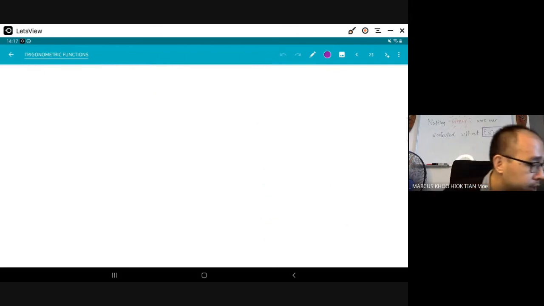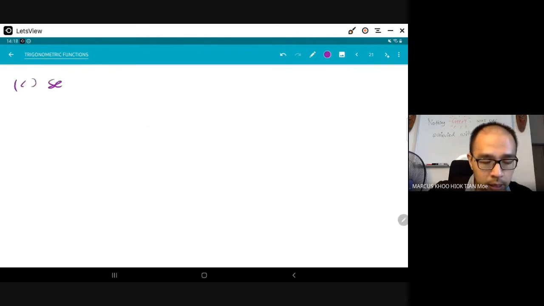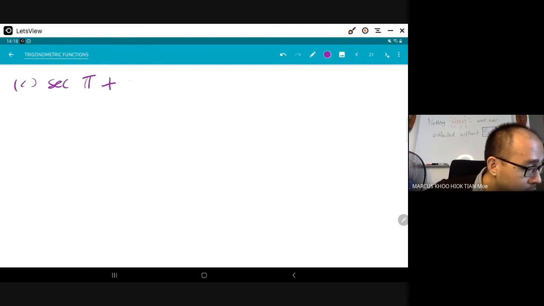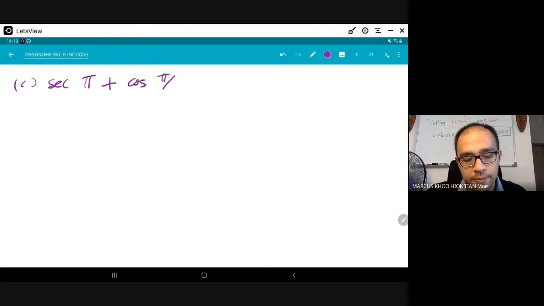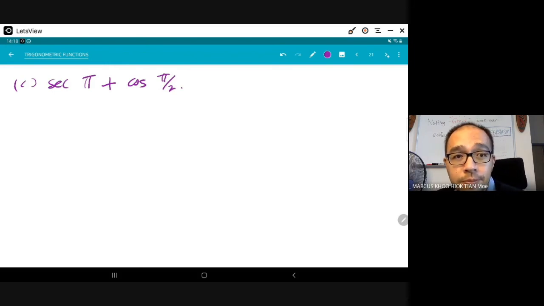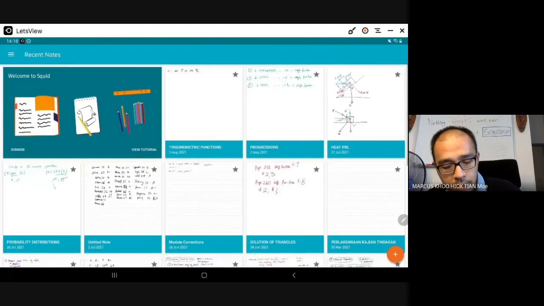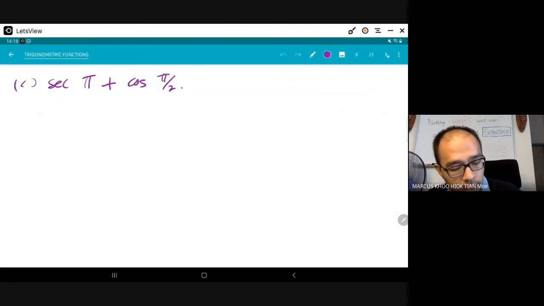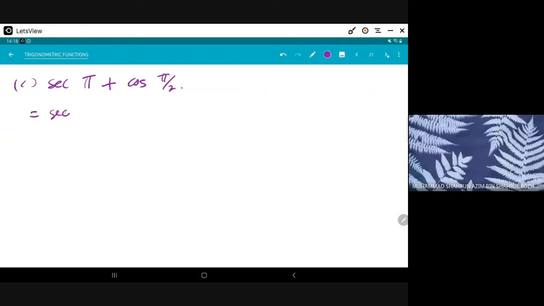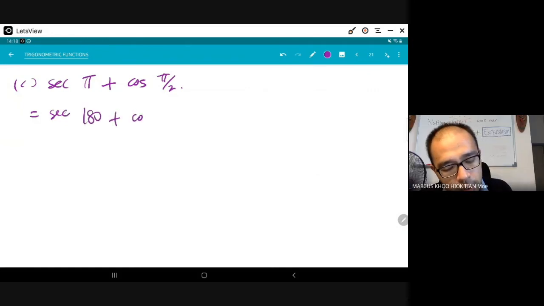Okay, one last question. Let's have secant pi plus cos pi over 2. Okay, let's do this. Secant pi and cos pi over 2. Let's change the pi to degrees first. So this will be secant how much? Pi to degrees? Secant 180, plus cos 90. Okay, 90.